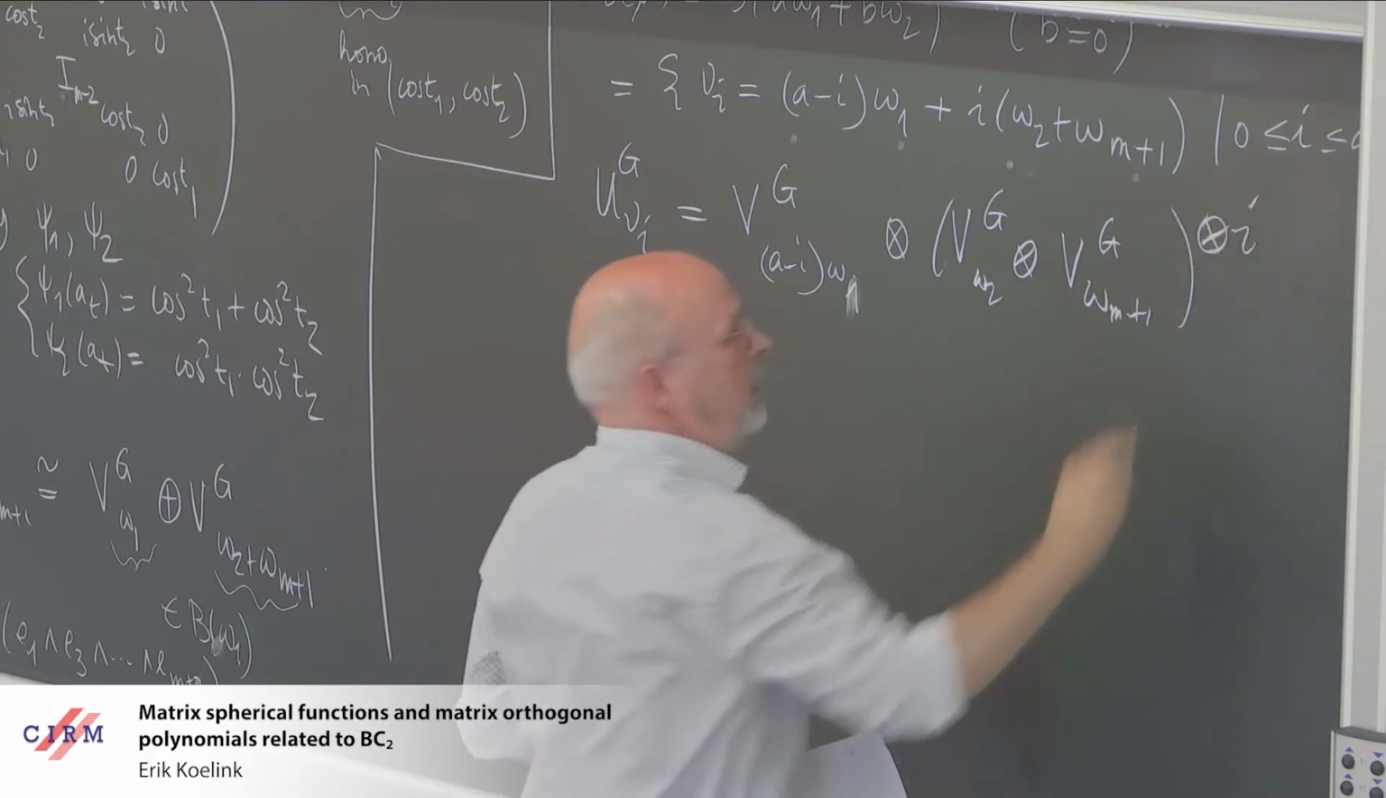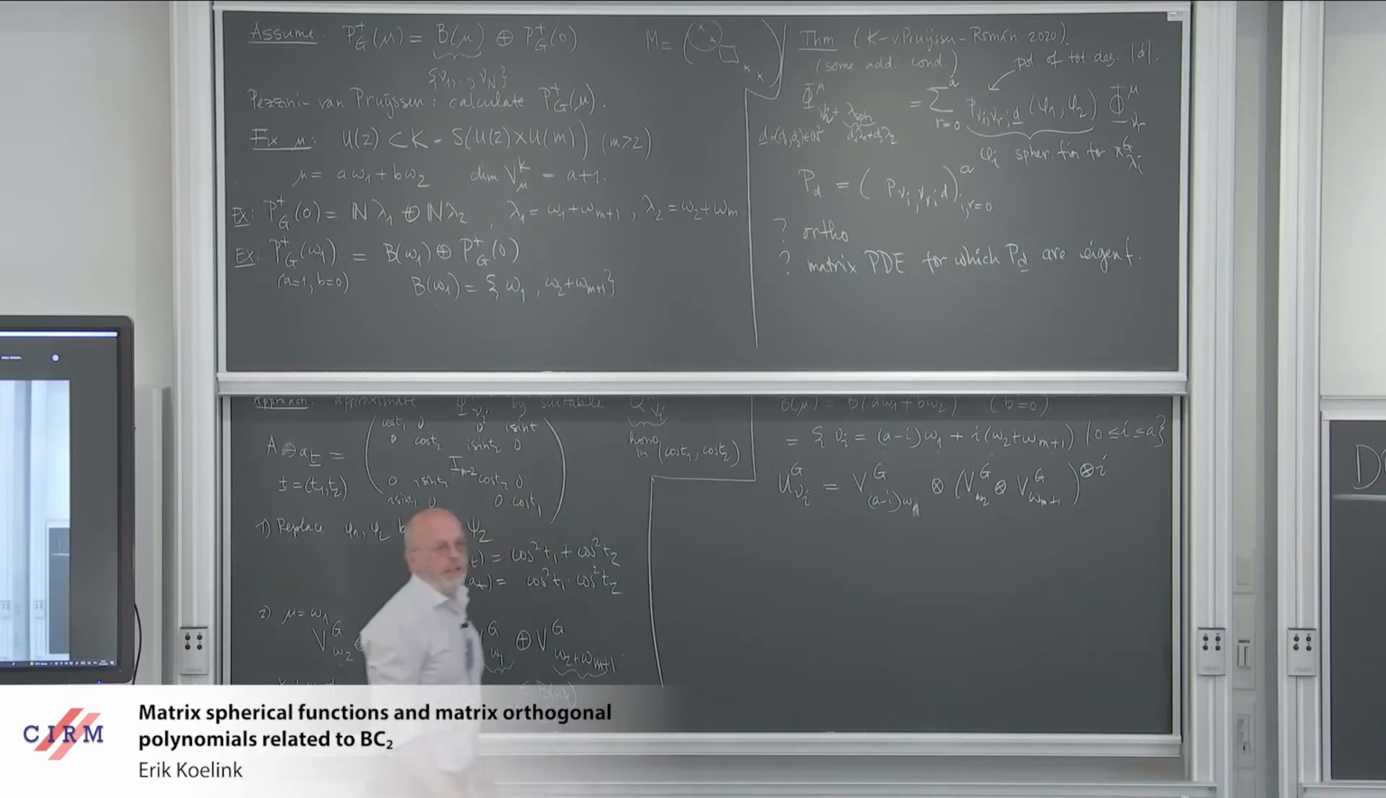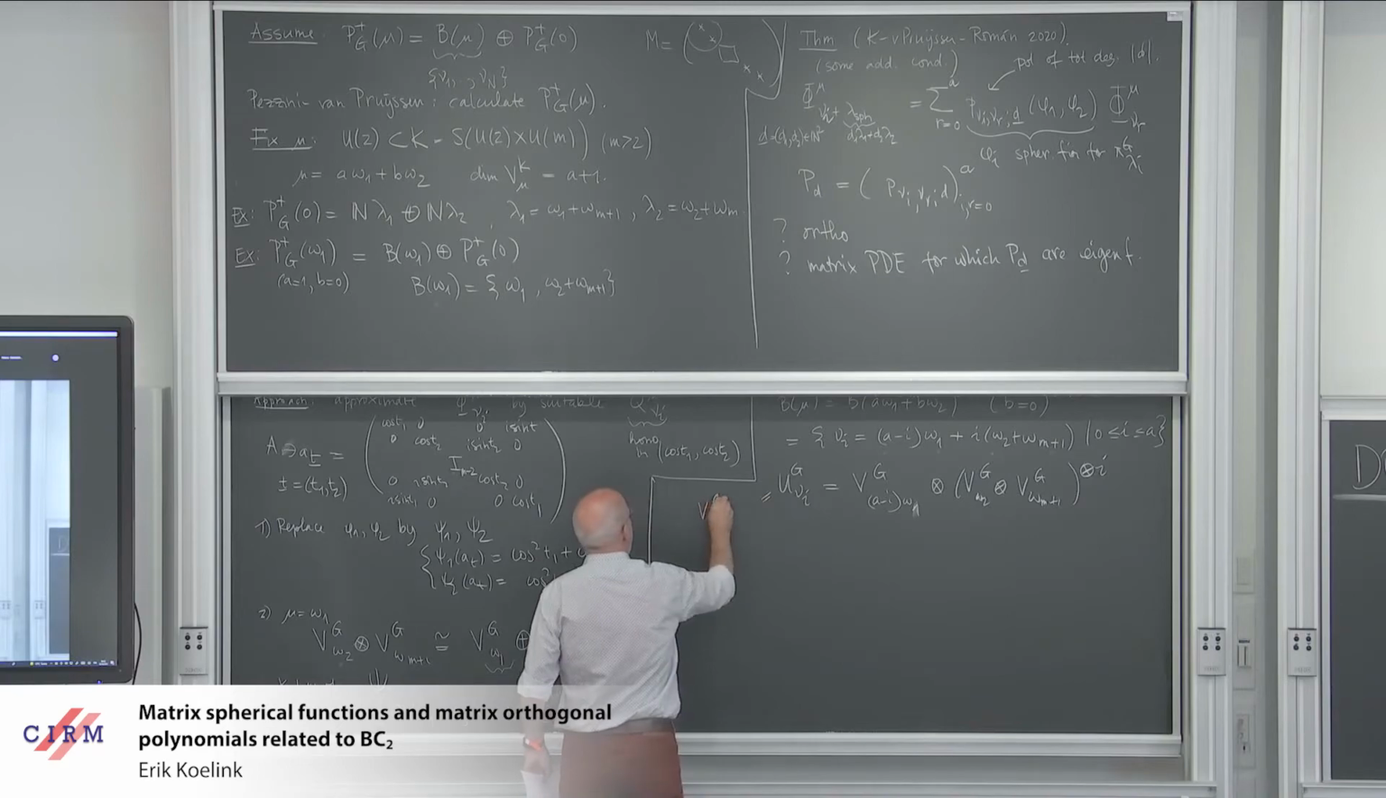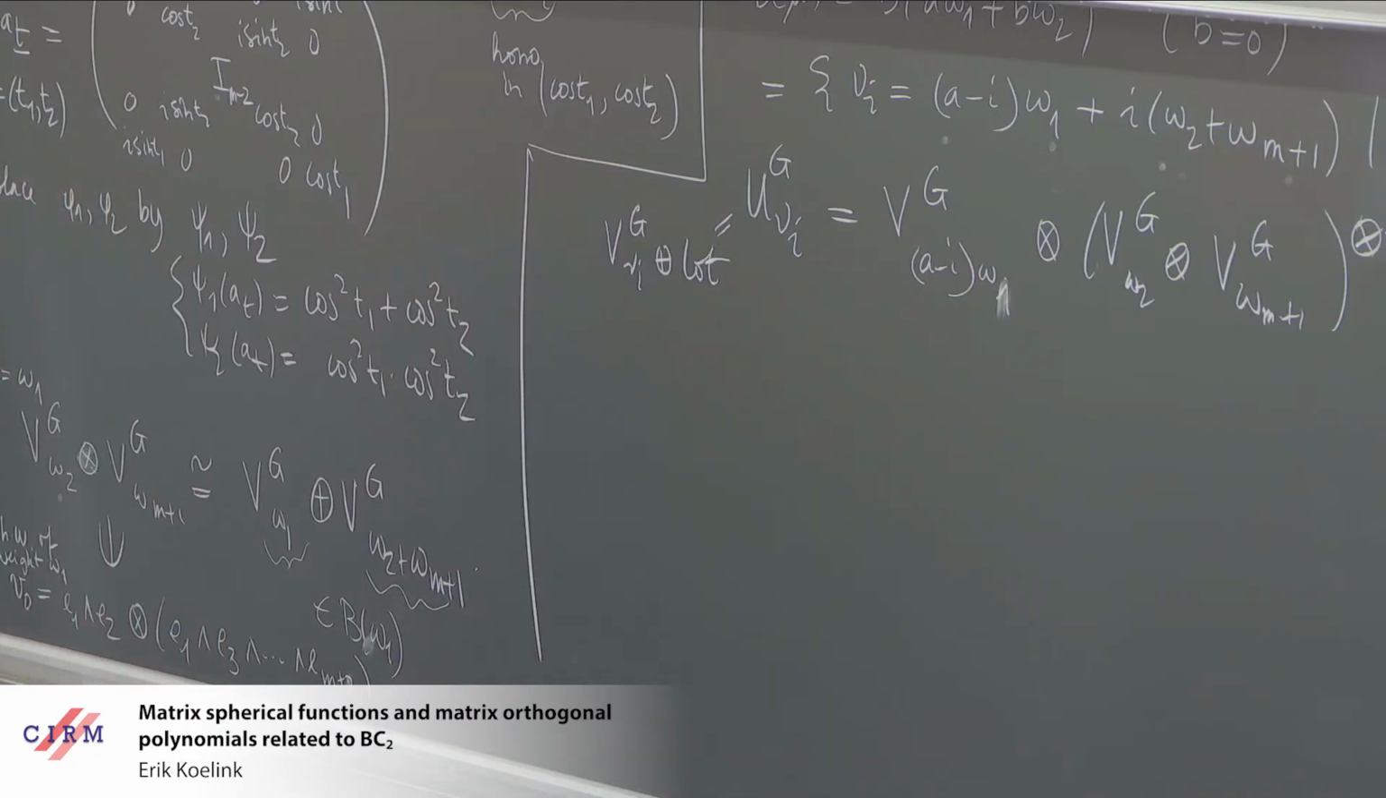And that I take I times tensor. So this is a big tensor product representation. But of course, it has V_{G,ν_I} plus lower order terms if you decompose it.